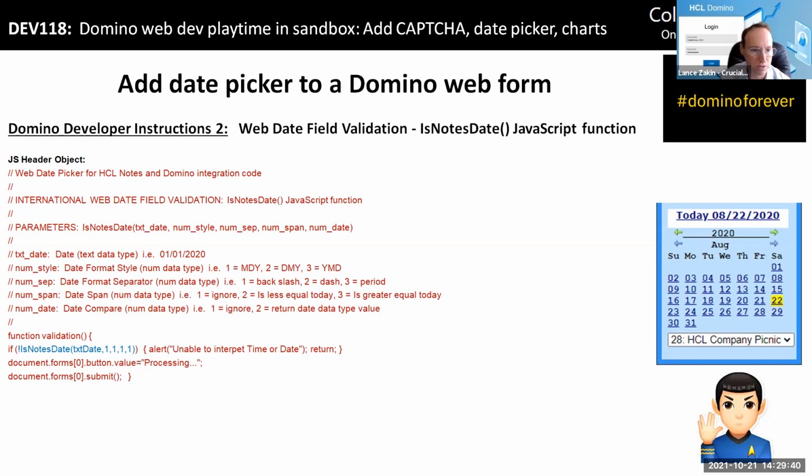And then you see again in blue below is the Boolean, says if not @IsNotesDate text date, that's your custom date field, comma 111. Those are all the parameters mentioned above. Then it's going to pop up an alert. You could say whatever you want. I happen to say unable to interpret time or date, which is what the Notes client usually does, by the way. It uses that same wording on the English side.